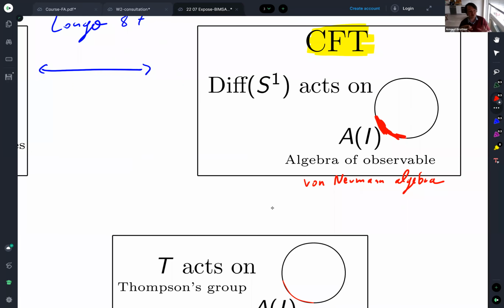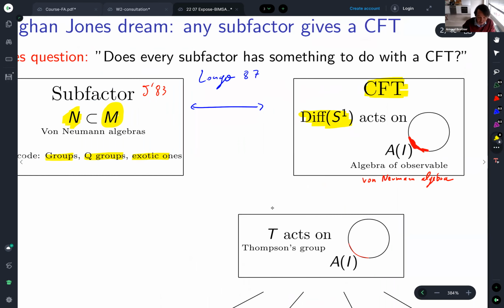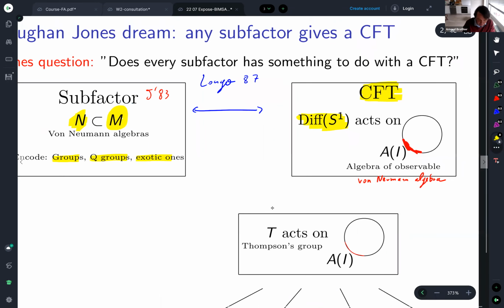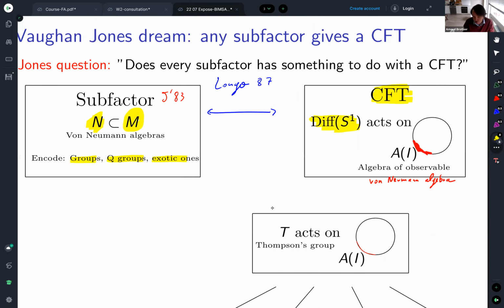So everything is kind of coherent spatially, and moreover, you have an action of the diffeomorphism group on it. Okay, so large group acting on it. So that's what is today a CFT. I'm not going to talk too much about that, but it's supposed to give you a physical model of quantum field theory. So there was a link by Longo, and later they were even better.